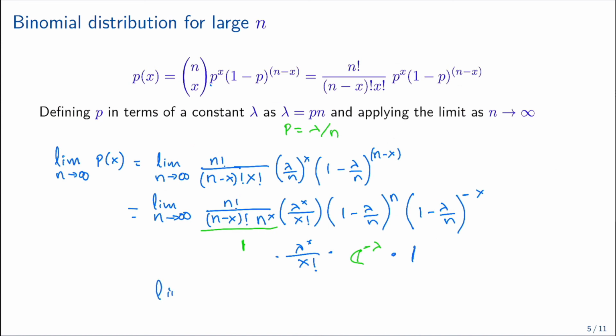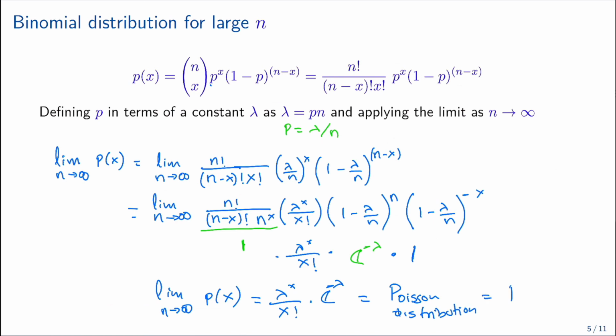Therefore, the limit when n approaches infinity of p of x is equal to lambda to the x divided by x factorial multiplied by e to the minus lambda, and this is equal to the probability of the Poisson distribution, and is written in terms of lambda. P of lambda, we call it.